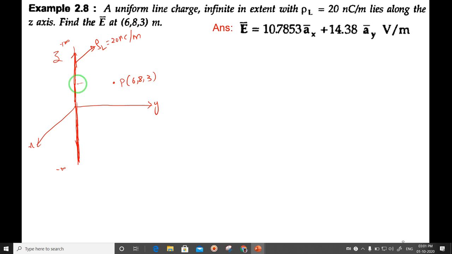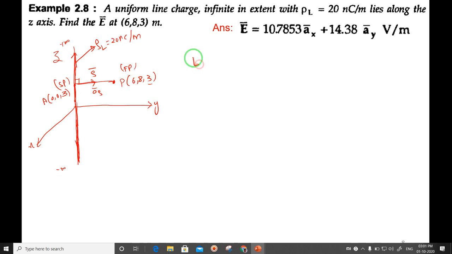Then I will draw the perpendicular line from the source point to the field point. This is the field point and this is the source point. And it is normal. What are the coordinates of this? Let me call it A. Everywhere on this line x is 0, y is 0. But what about z? z should be the same as this. z is 3 here because they are perpendicular, in the same plane. So 0, 0, 3 are the coordinates. This is the rho vector and the unit vector is a rho.